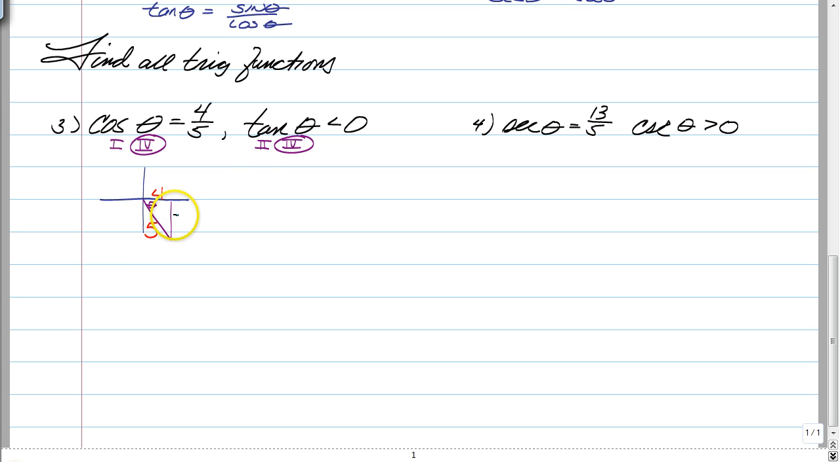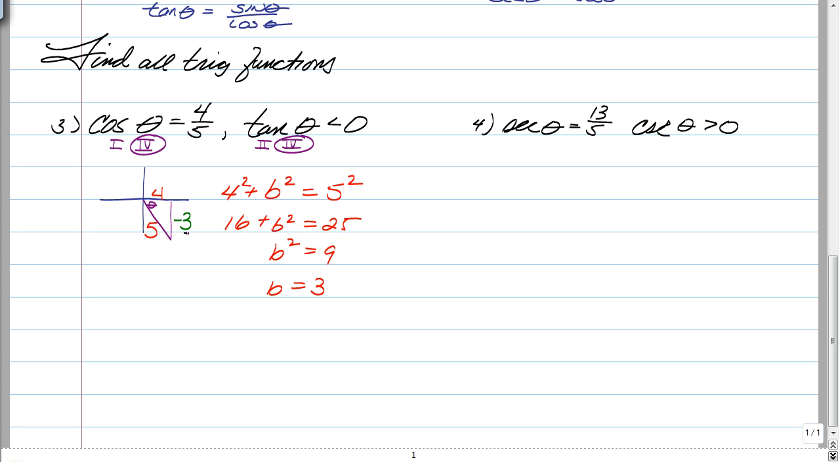So now all you have to do is find this guy right here. And we use a little bit of Pythagorean theorem. 4 squared plus b squared is equal to 5 squared. So 16 plus b squared is equal to 25. B squared is equal to 9, so b is equal to 3. But because we are in quadrant 4, you need to remember that that is a negative 3.